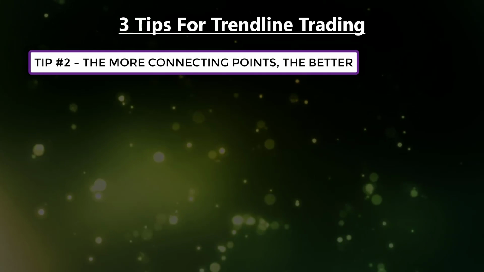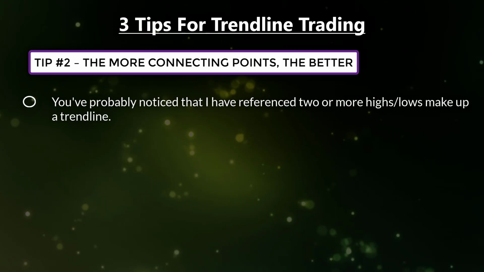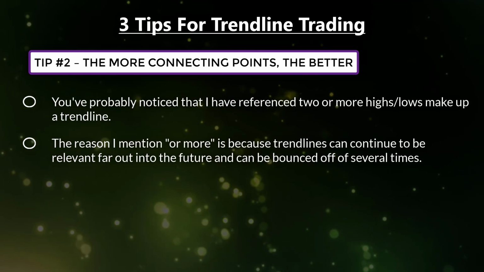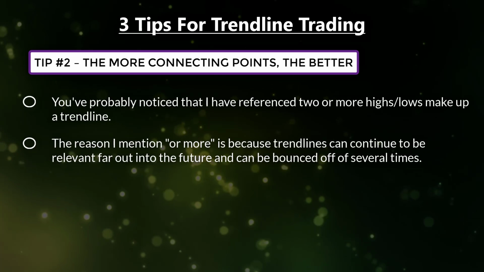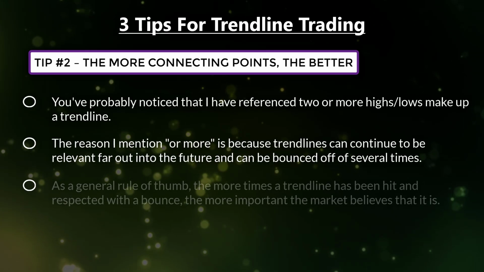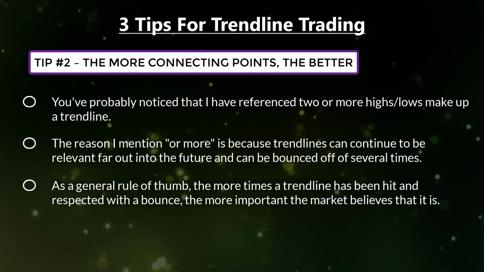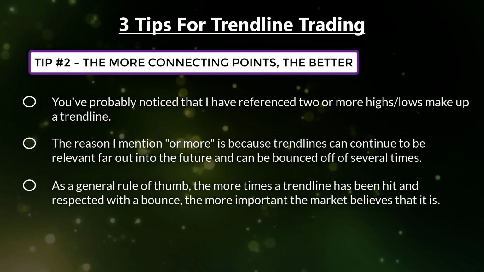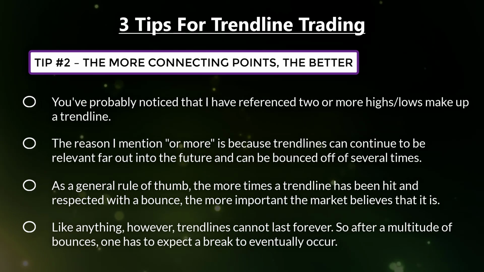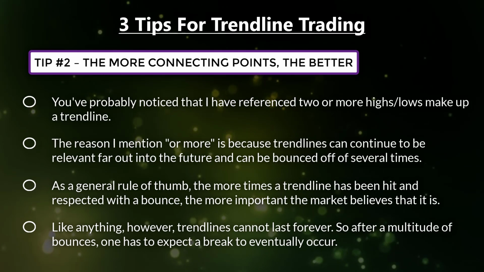The more connecting points, the better. You have probably noticed that I have referenced two or more highs or lows making up a trend line. The reason I mention "or more" is because trend lines can continue to be relevant far out into the future and can be bounced off of several times. As a general rule of thumb, the more times a trend line has been hit and respected with a bounce, the more important the market believes that it is. Like anything, however, trend lines cannot last forever, so after a multitude of bounces, one has to expect a break to eventually occur.